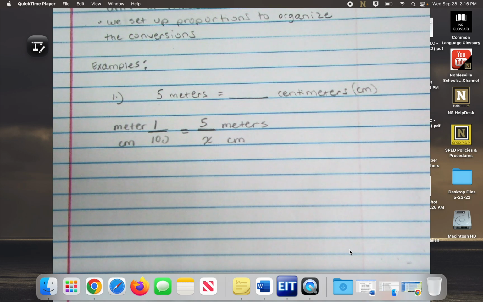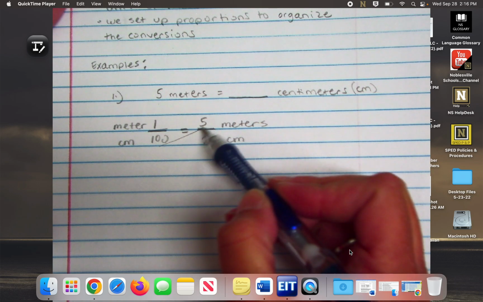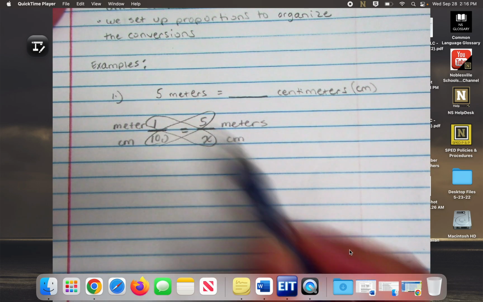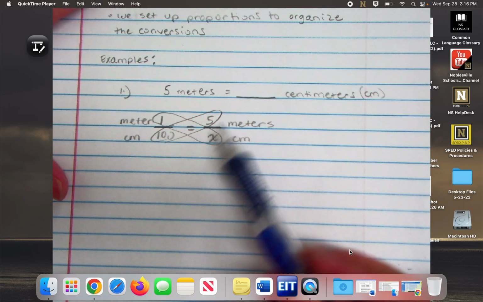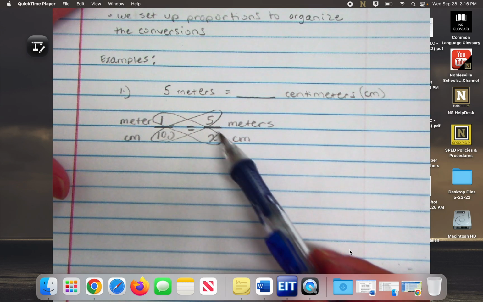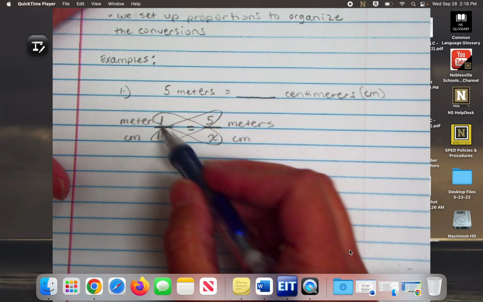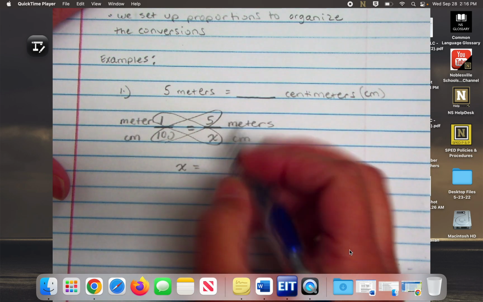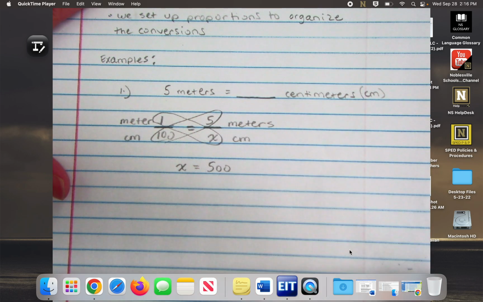Okay, so now's where we draw ovals to connect these, right? And we're going to cross multiply to create an equation to figure out how many centimeters are in a meter. So 1 times x is x, which is 1x. 100 times 5 is 500. But I'm not finished yet. That's not my final answer.